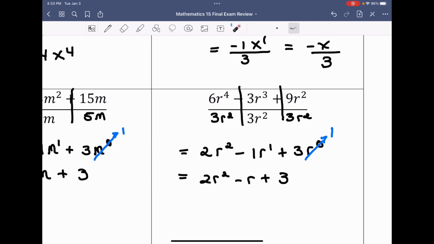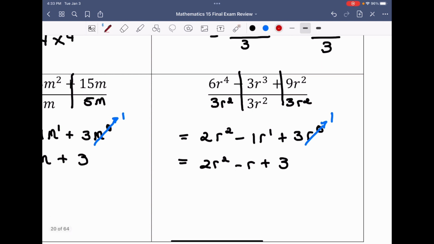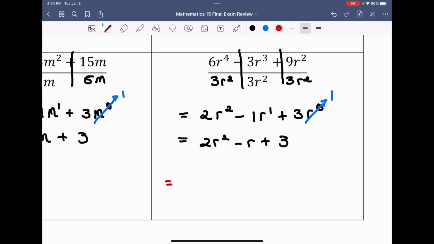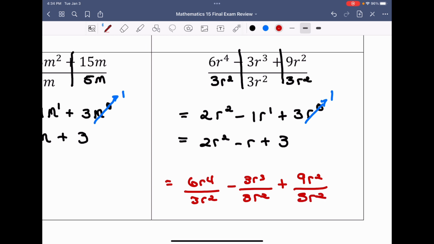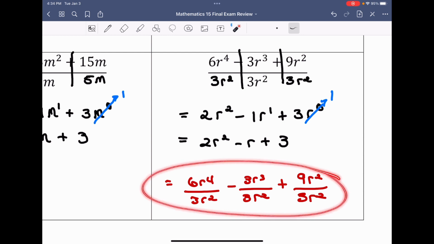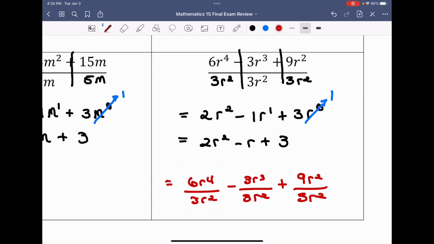Now, you can do this method here like we did and separate it like that directly on the problem, or what you could do is write it as the following, which I will do in red. You could rewrite that problem and say, well, I have 6r4 over 3r squared minus, make sure that's a minus, 3r cubed over 3r squared plus 9r squared over 3r squared. If you want to just take it from the problem and then rewrite it as 3 different fractions like that, that's okay. But you can also split it up like this directly on the problem, and I would completely understand what you're doing there. But if it's more visually appealing or it's easier to visualize it as the following, then definitely go that route.